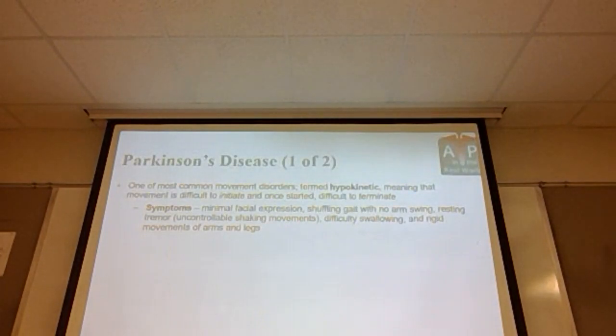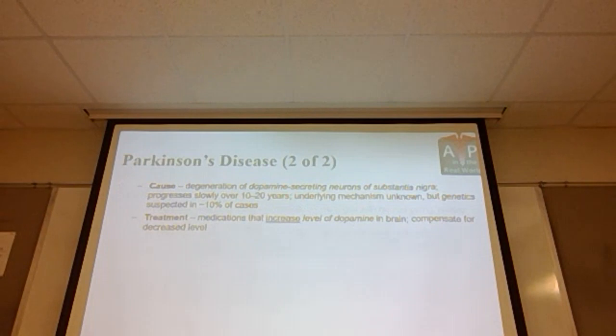Parkinson's disease is one of the most common movement disorders, called hypokinetic. The term hypokinetic means that the movement is difficult to initiate, and once it's started, it's difficult to terminate. Folks who suffer from Parkinson's disease have minimal facial expression. They have a shuffling gait, usually with no associated arm swing. Most of us swing our arms when we walk. Folks with Parkinson's have a resting tremor. In other words, their hands are shaking almost all the time. Many of them have difficulty swallowing, and very rigid movements of the arms and legs.